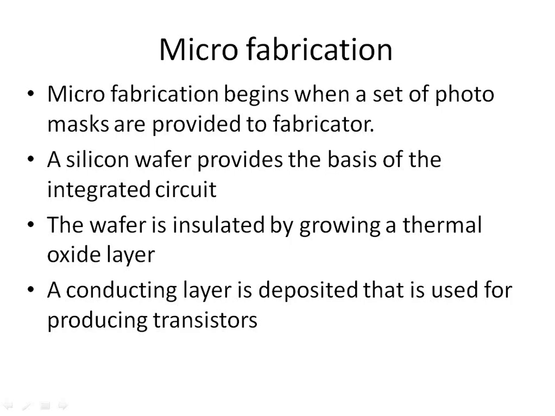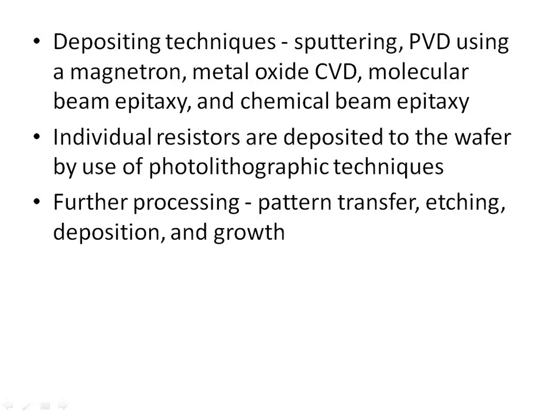Microfabrication. Microfabrication begins when a set of photomasks are provided to the fabricator. A silicon wafer provides the basis of the integrated circuit. The wafer is insulated by growing a thermal oxide layer. A conducting layer is deposited that is used for producing transistors. Depositing techniques: sputtering, PVD using a magnetron, metal oxide CVD, molecular beam epitaxy, and chemical beam epitaxy. Individual resistors are deposited to the wafer by use of photolithographic techniques. Further processing: pattern transfer, etching, deposition, and growth.